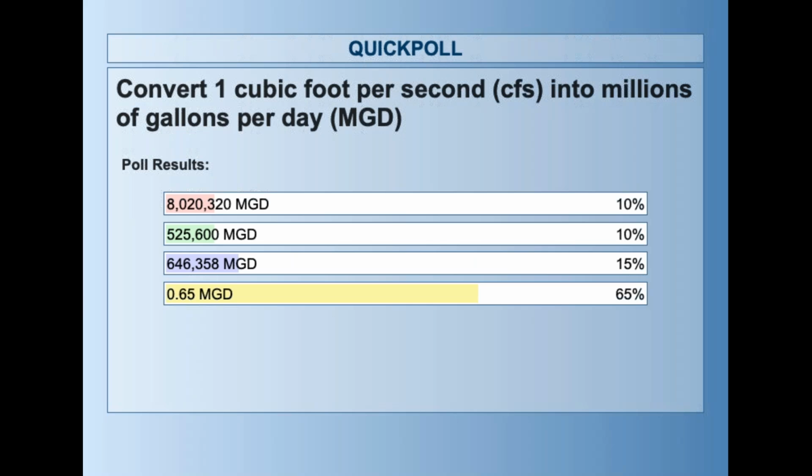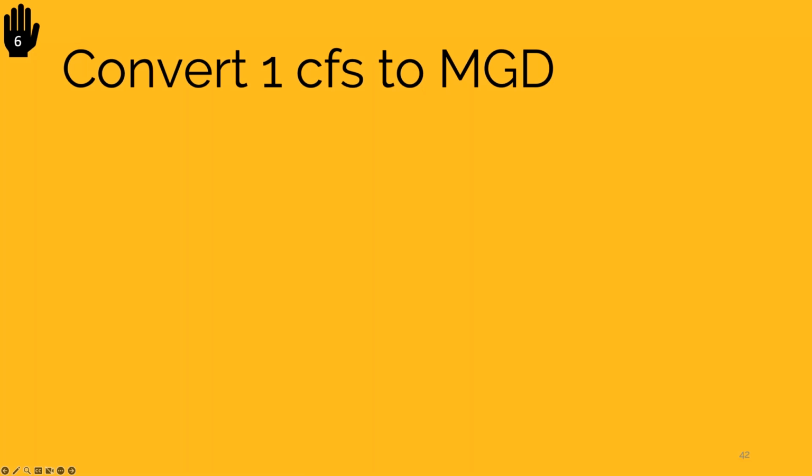All right, James, so overwhelmingly 65% said 0.65 millions of gallons per day, which is the correct answer. That is the right answer. And several of the other answers are going to be options that you would get if you forgot to do the conversion. So for example, if you put down the 8 million gallons per day answer, you probably forgot to convert minutes into seconds and got the gallon to cubic feet conversion backwards. If you got answer number 3, you probably forgot to convert the gallons answer into millions of gallons.